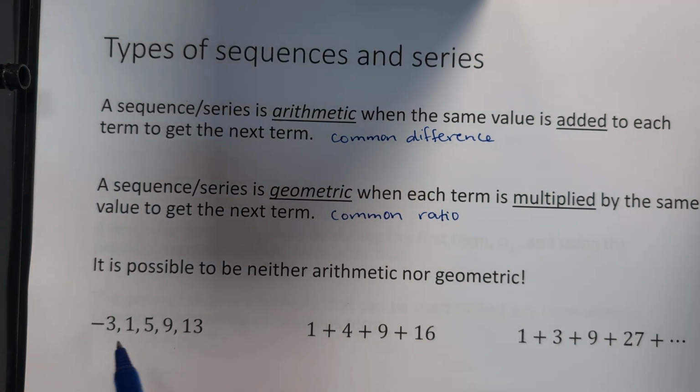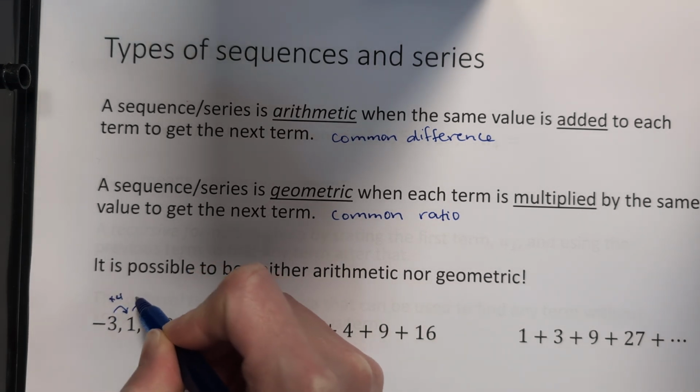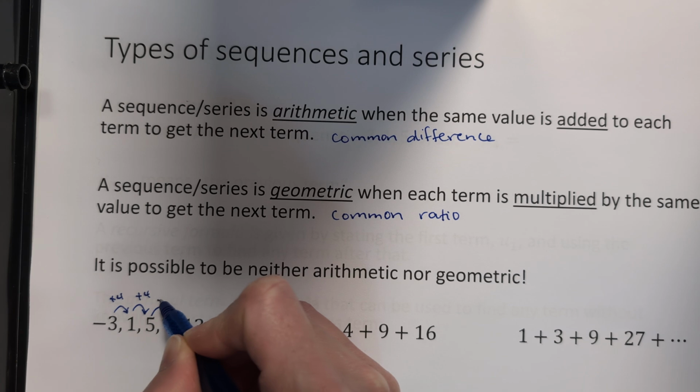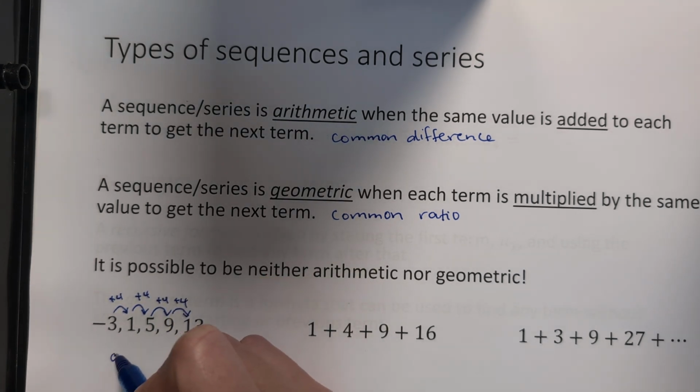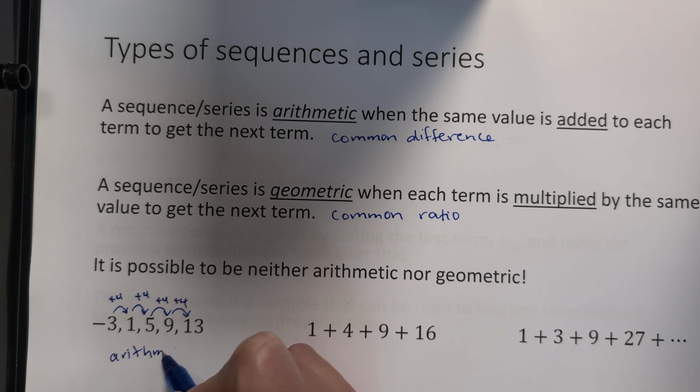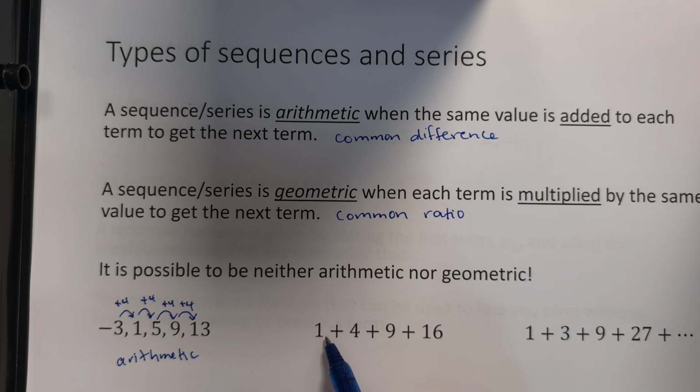So in this particular case, if I'm looking for the pattern in the sequence, I'm adding 4 each time, plus 4. So the common difference is 4, etc. And it has to be for every single one. So this is arithmetic because we're adding 4 to each term to get the next term. This one right here, I'm adding 3, adding 5, adding 7. So it's not arithmetic. Multiplying by 4, multiplying by 9/4. So those aren't common differences or common ratios.